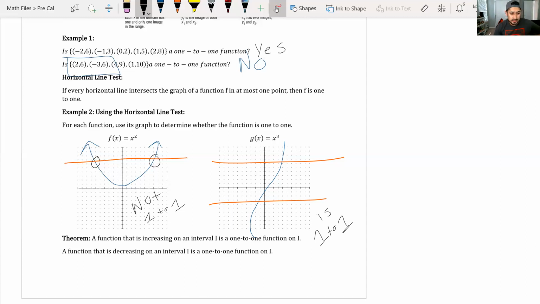So the theorem below says that a function that increases on some interval is a one-to-one function, and a function that decreases on some interval is one-to-one. Well, x cubed is an all-increasing function. So x cubed is always going to be one-to-one.